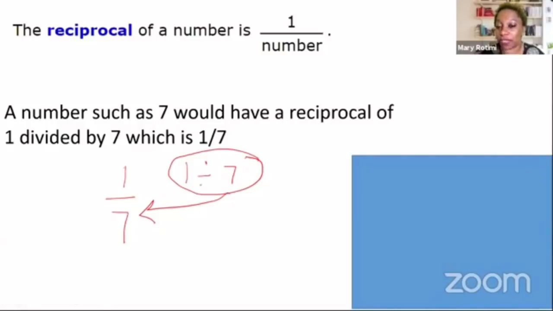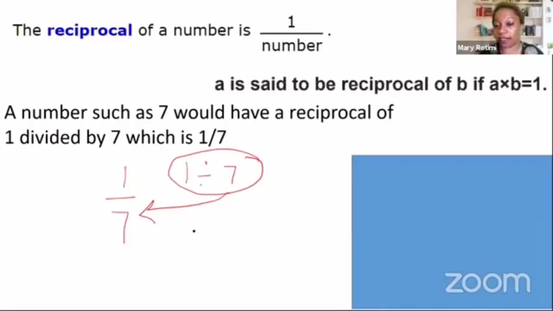However, how do you get the maximum mark during GCSE exams? If you write only 1 over 7, you might not get your full 2 marks if it's a 2-mark question. However, if it's a 1-mark question, you might get away with just writing 1 over 7. So how do you show your workings out? You must check that your answer multiplied by the original number you were given gives you a product of 1.